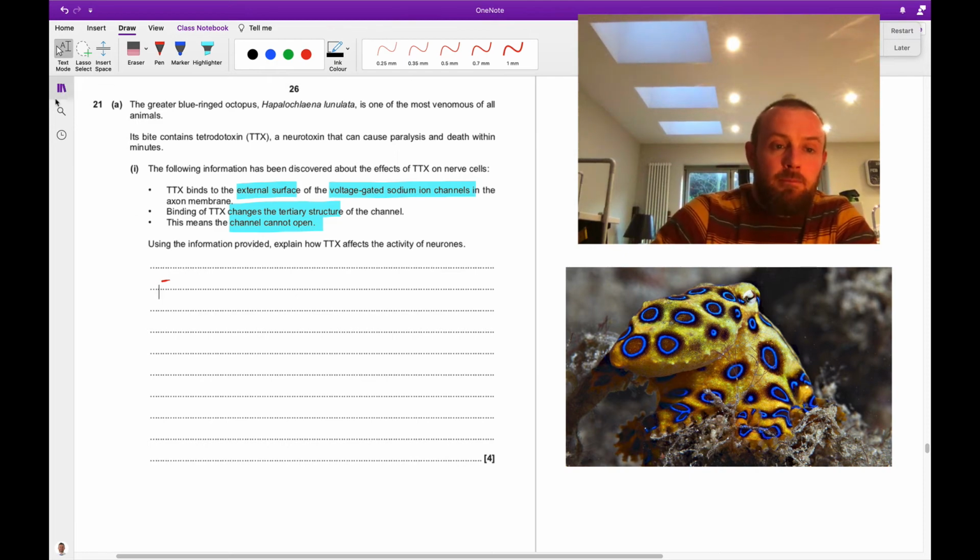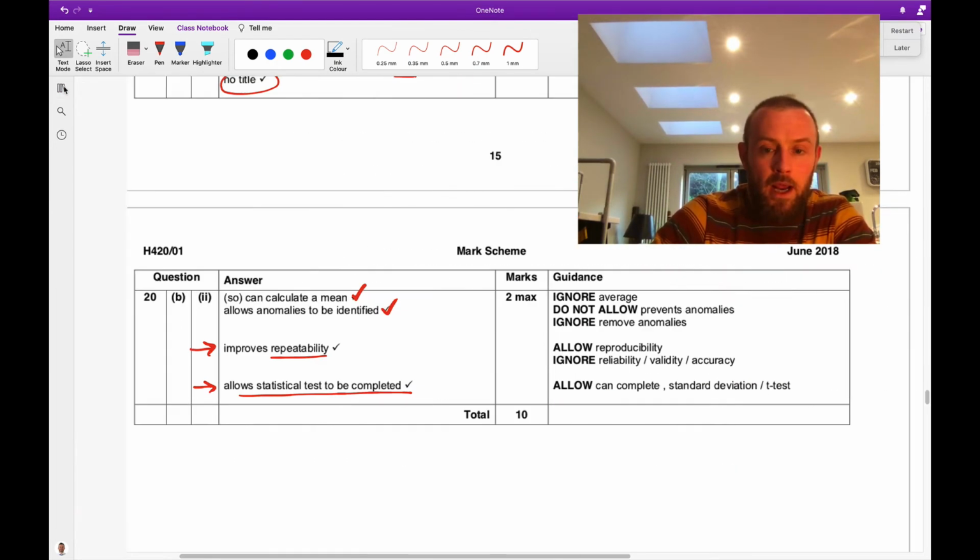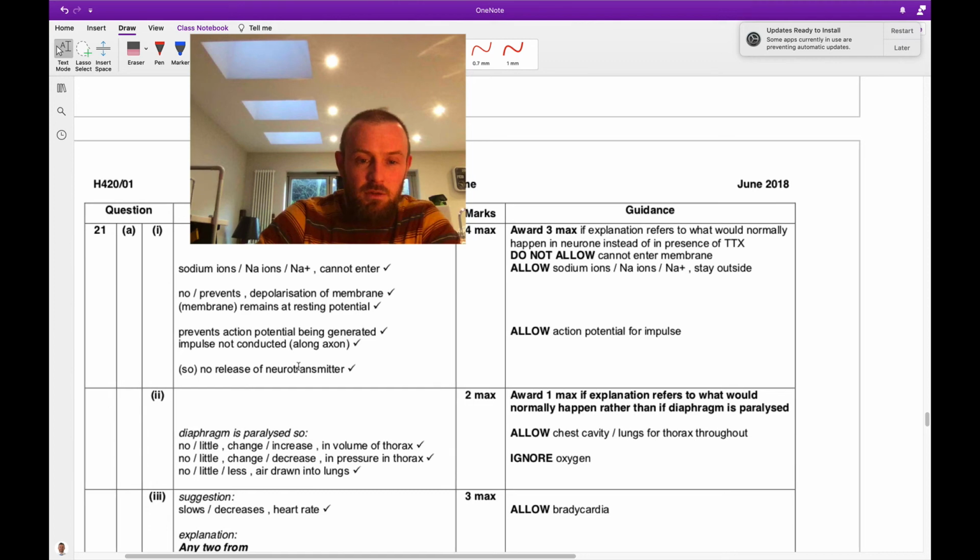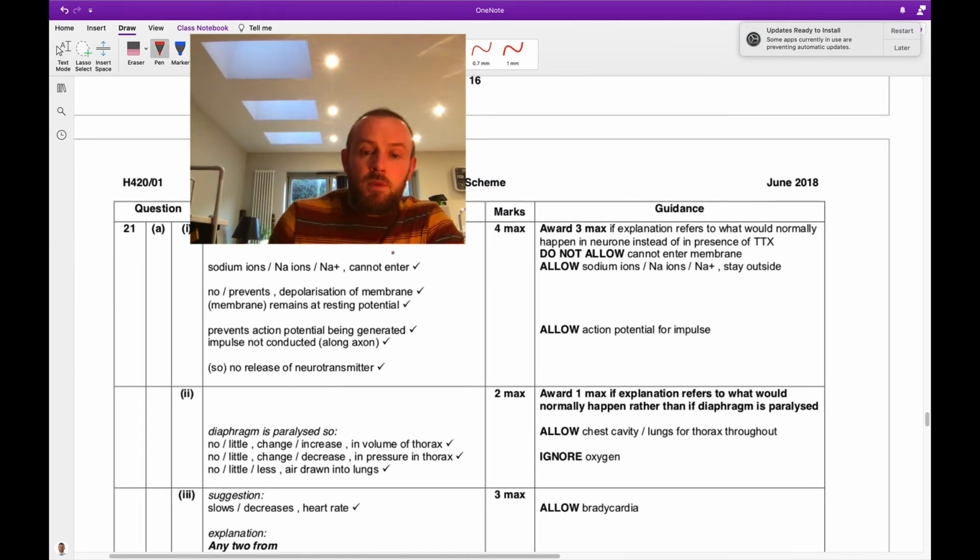Let's look at the mark scheme, because I want to start moving a little bit more quickly, because I realise the video is going on a bit too long. So, sodium ions cannot enter, no depolarization of membrane, prevents the action potential going along, remains at resting potential, so the impulse is not conducted along the axon. I think the way I just described it, I would have got this one, and this one. That's 3, and I think that one, so that's 4.